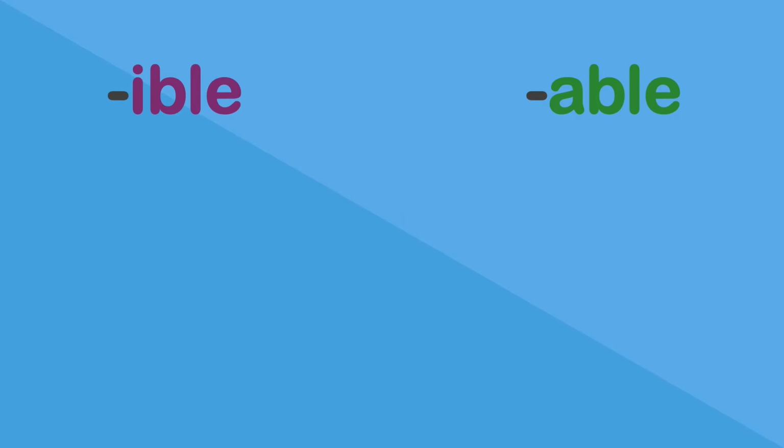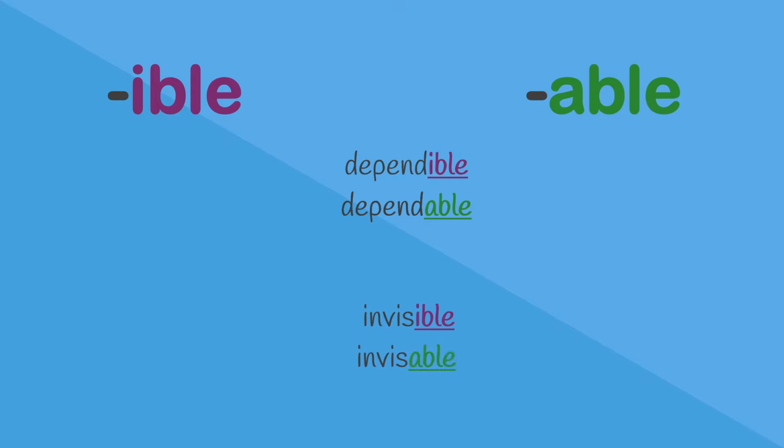But when do we use ible and when do we use able? These two suffixes are commonly mixed up because they're often pronounced the same in words. Let's take the word dependable. Does it end with ible or able? How about invisible? Ible or able?